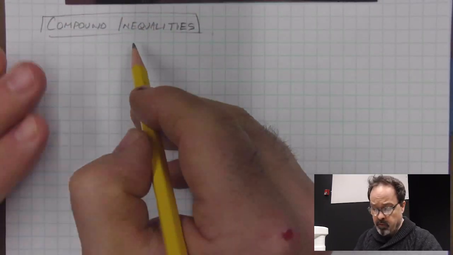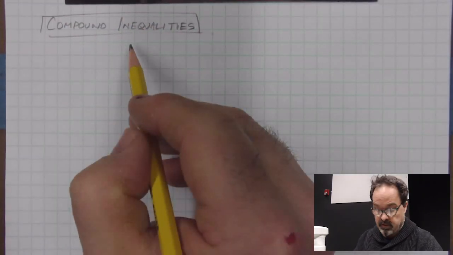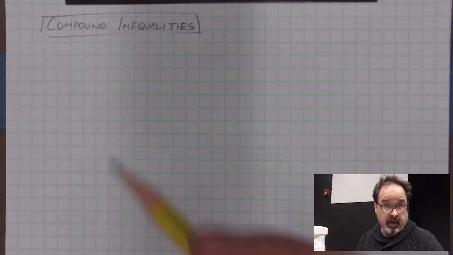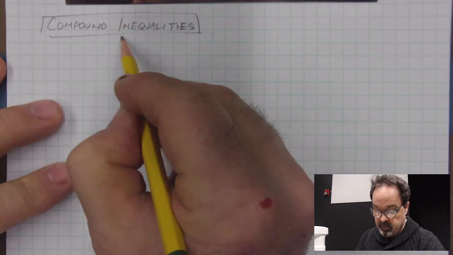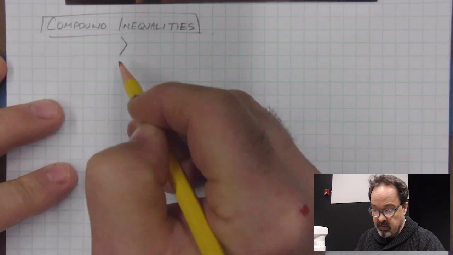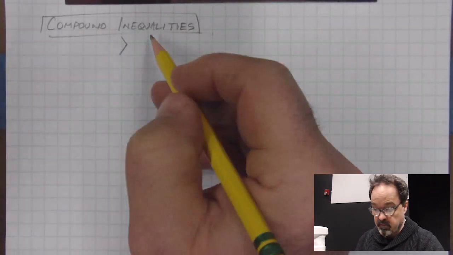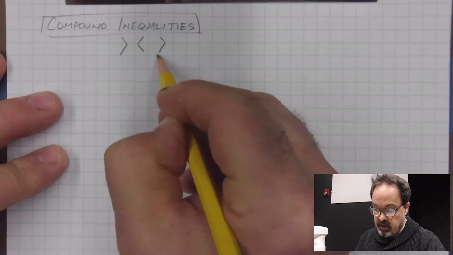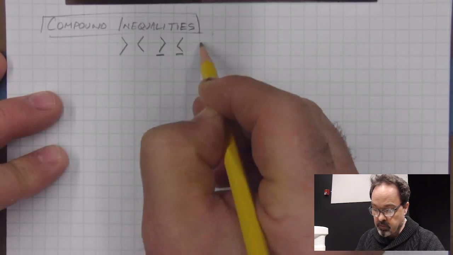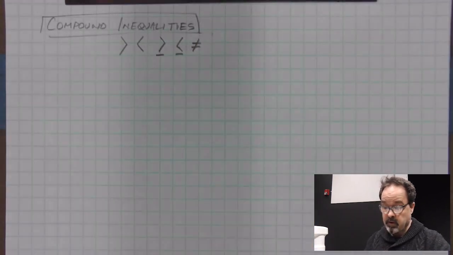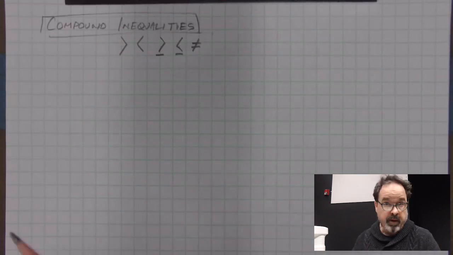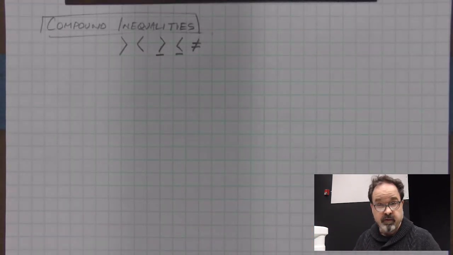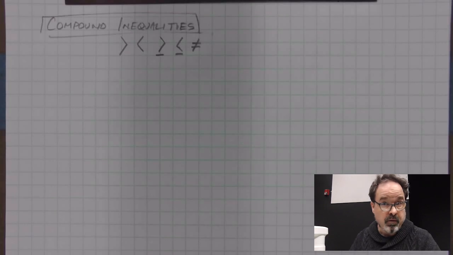Let's review for a moment what we mean by an inequality. An inequality is a comparison of two quantities with any of these symbols which represent a concept: greater than, less than, greater than or equal to, less than or equal to, and not equal to. When we compare things in this way with these concepts and symbols, we call it an inequality.